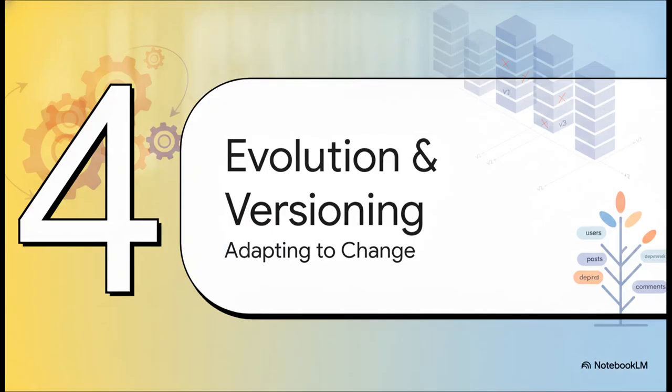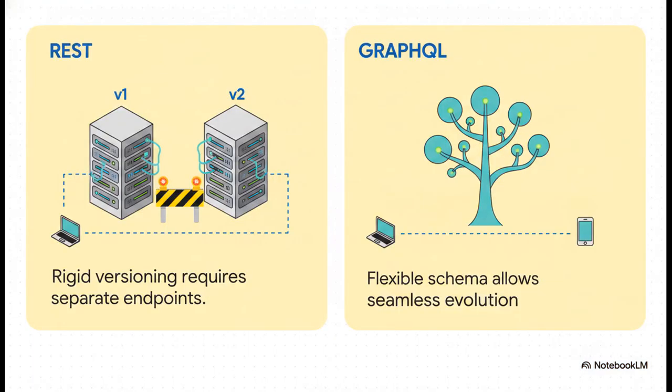All right, Section 4, Evolution and Versioning, Adapting to Change. Moving past performance, how do these two architectures actually handle growth over time? How does this all play into long-term maintenance?